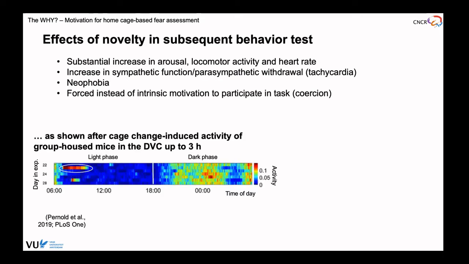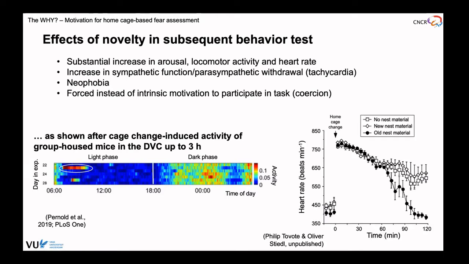And of course, even here, this is a nice figure from Pernold about the DVC, where just a simple cage change has a massive, long-lasting hyperactivity effect in the light phase. And that is an arousing status that we know for long. I have done this once, not published, with heart rate, and you see you change the cage and you put the animals back, the heart rate is reaching maximum physiological limits, takes hours to fade off.